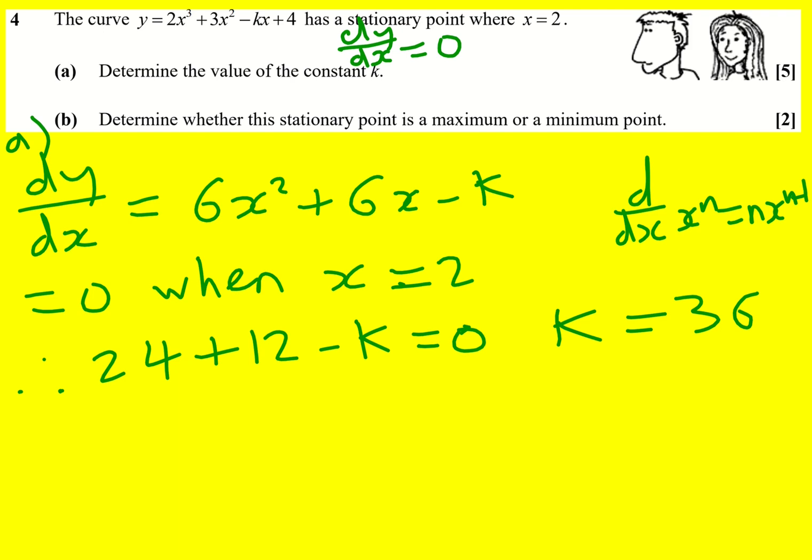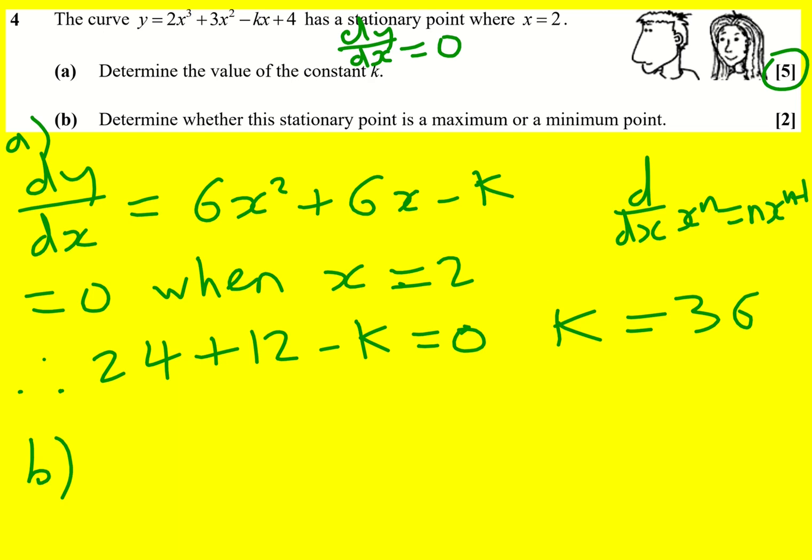That seems quite a lot of marks just to do that, but I suppose we've had to differentiate, we've had to recognize what stationary point means. We've substituted x equals 2 and we've rearranged and solved the equation. Okay, part B, determine whether the stationary point is a maximum or minimum point.